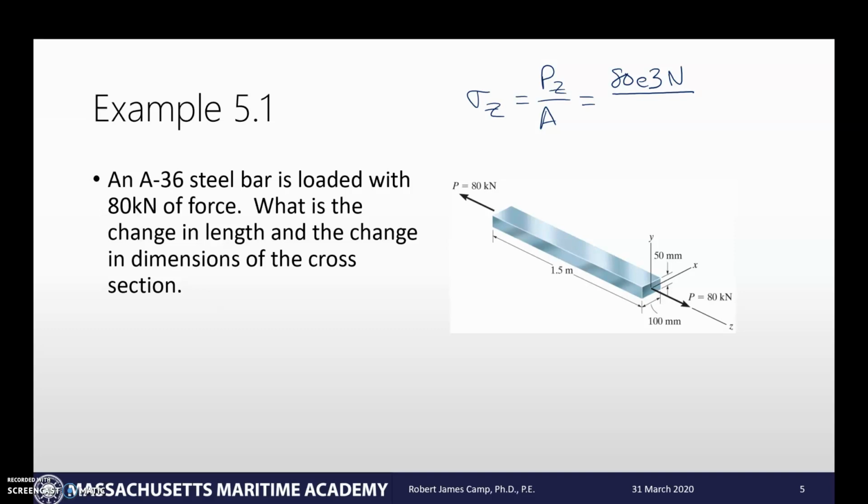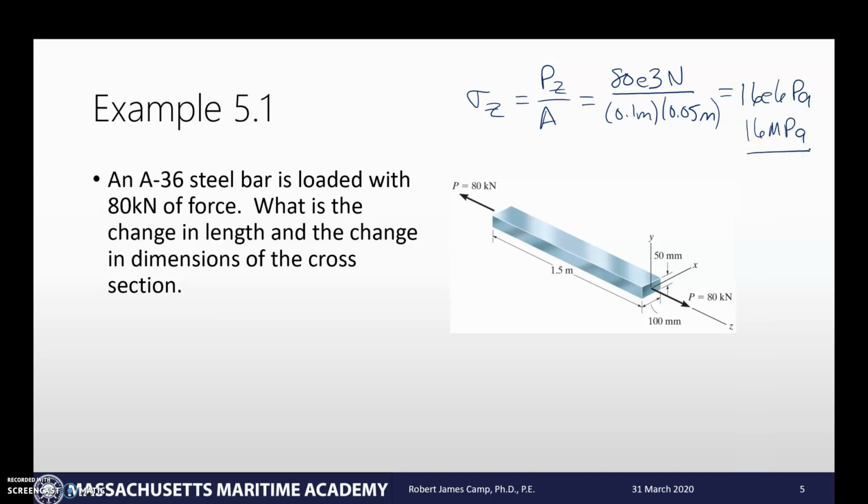We want to convert this into meters because we want to use base units, and a newton per meter squared is going to be a Pascal, and we're going to be comparing it to properties, so it's easier to do it that way. So 0.1 meters and 0.05 meters, that's our 100 millimeters by 50 millimeters. If I calculate that out, I will get 16 times 10 to the 6 Pascal, or 16 megapascal.